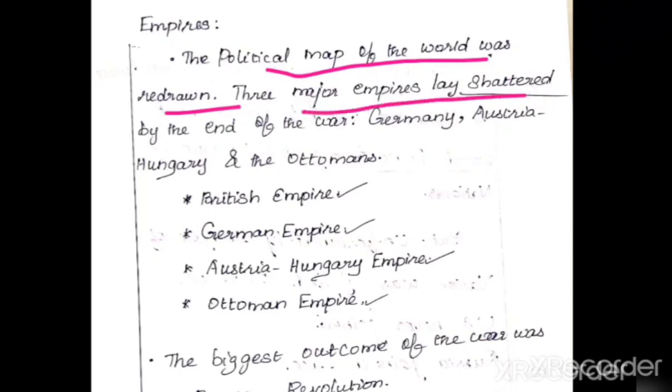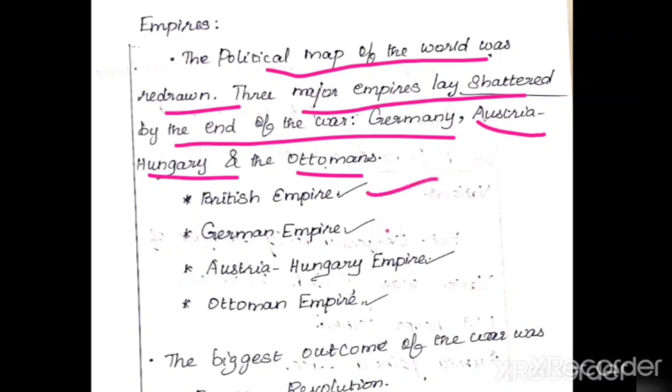Three major empires lay shattered. What is the meaning of shattered? Devastated, otherwise we can say destroyed. Three major empires lay shattered by the end of the war: Germany, Austria-Hungary, and the Ottomans. So three empires were totally shattered, otherwise devastated, totally damaged. That is the meaning.